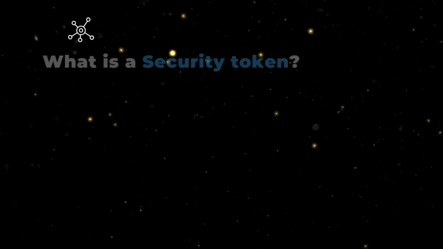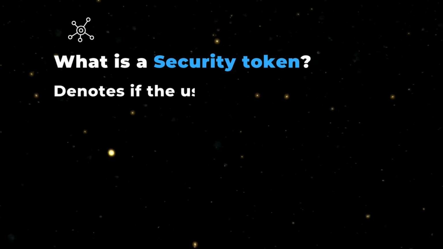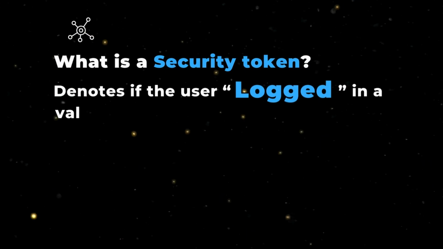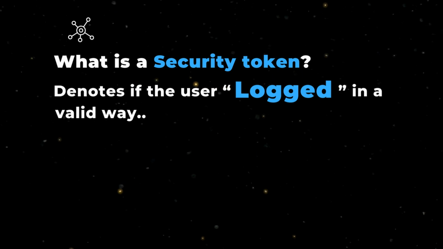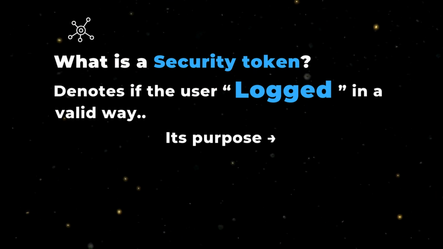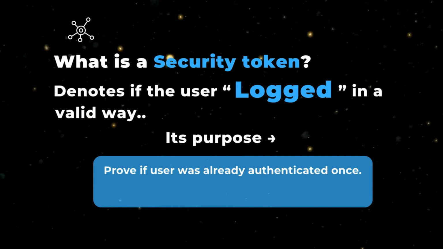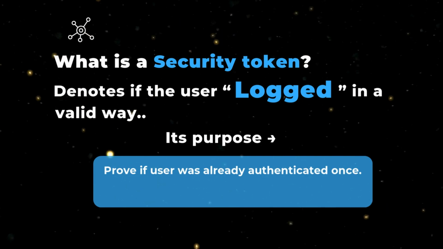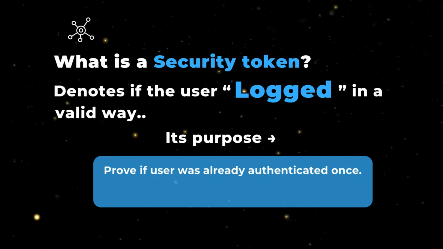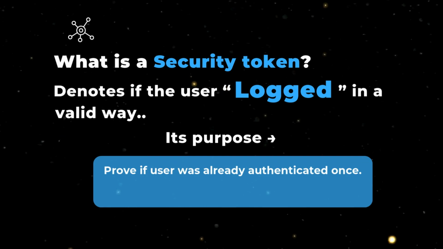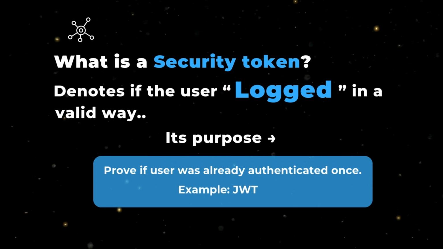So what is a security token? This part denotes if the user logged in a valid way once the username and the password have been authenticated. The purpose of this security token is to prove if the user was already authenticated once. It eliminates the need to re-enter their credentials for every single request or a page visit. The best example, the JWT.